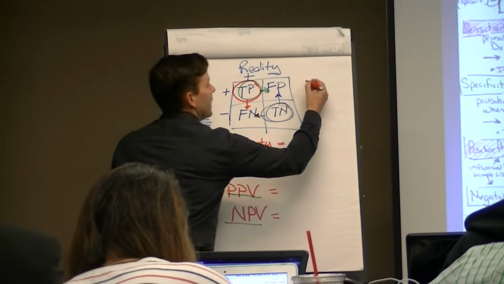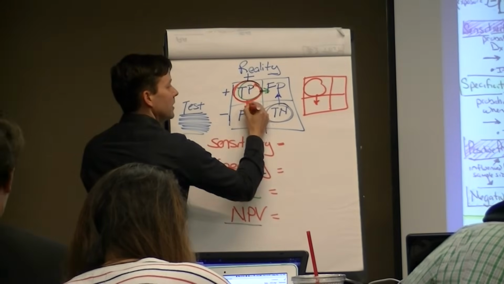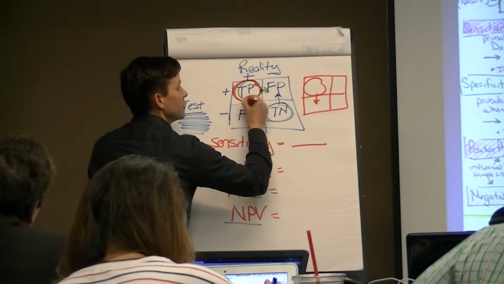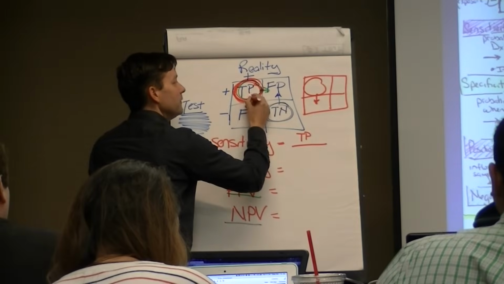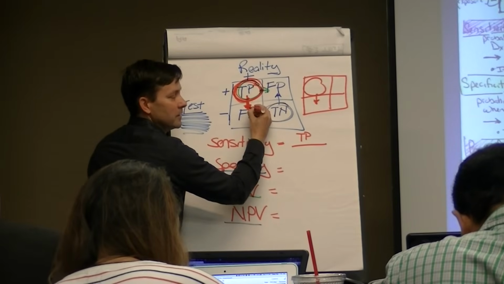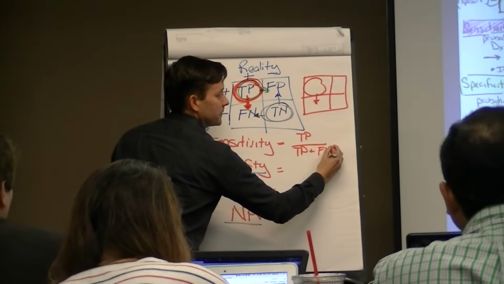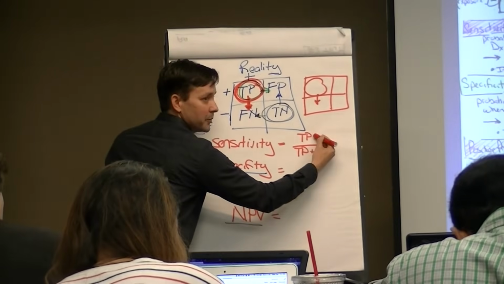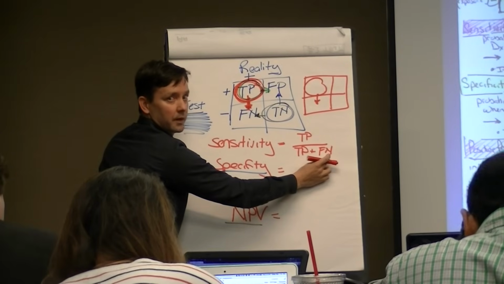So sensitivity, what did I do? I came up there and I circled this guy and went down. Whatever you circle goes in the numerator, or the top number, okay? So what did I circle? True positive. This is sensitivity. True positive. And whatever you connect goes on the bottom. I connected this box to this box: my true positive plus my false negative. All I did was connect those things. Whatever I circle goes on the top. Wherever I drew the line, those two boxes go on the bottom. It works every time. Okay?